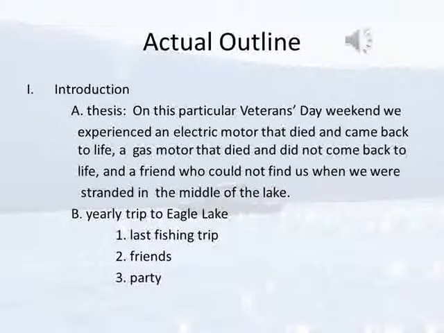Look at the thesis now. Notice there are 3 points that are addressed in the essay. The first is an electric motor that died and came back to life. The second point is a gas motor that died and did not come back to life. The third point is a friend who could not find the couple when they were stranded in the middle of a lake. These 3 points will be the subjects of the 3 body paragraphs.